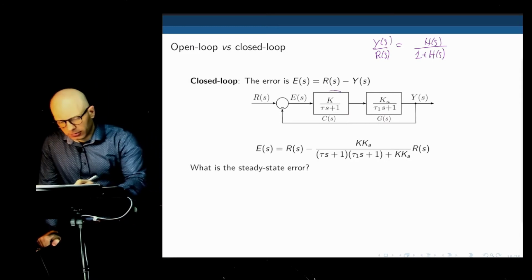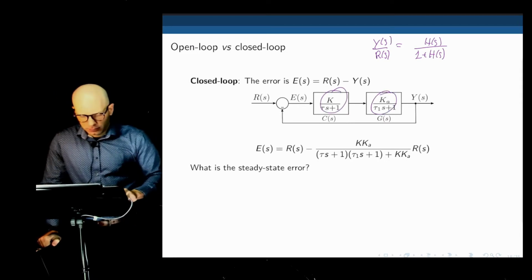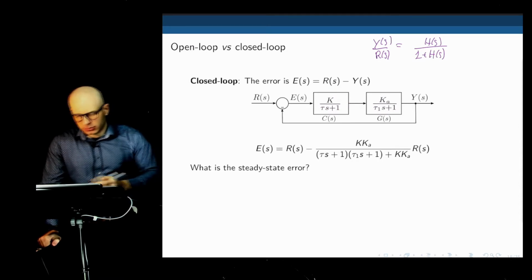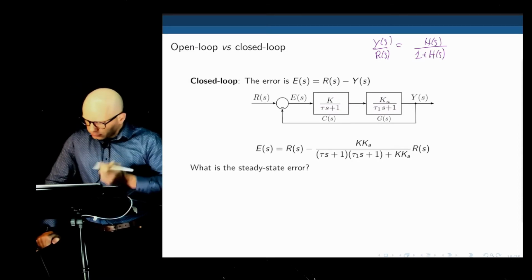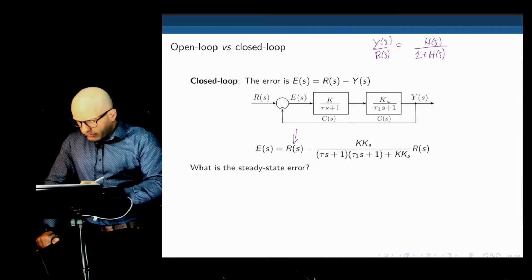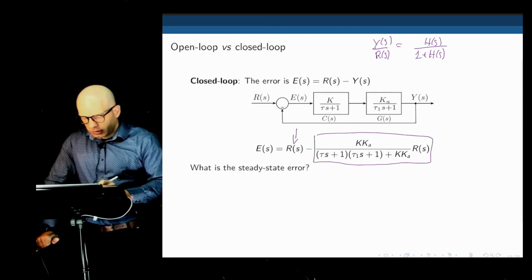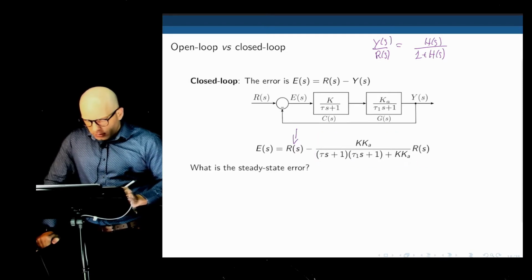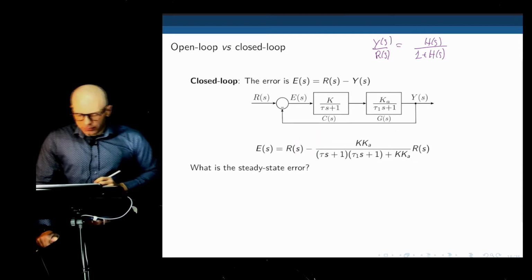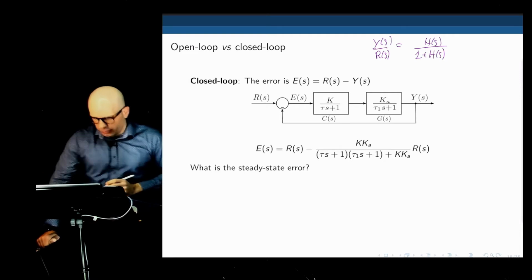Now we can find the transfer function. H(s) is just the multiplication of this times that. Find the transfer function and do the same. So here we have now the error, the input minus the output, and the output is simply Y(s), which is this entire function that we got from that. And you can now do the same, calculate the steady state error.